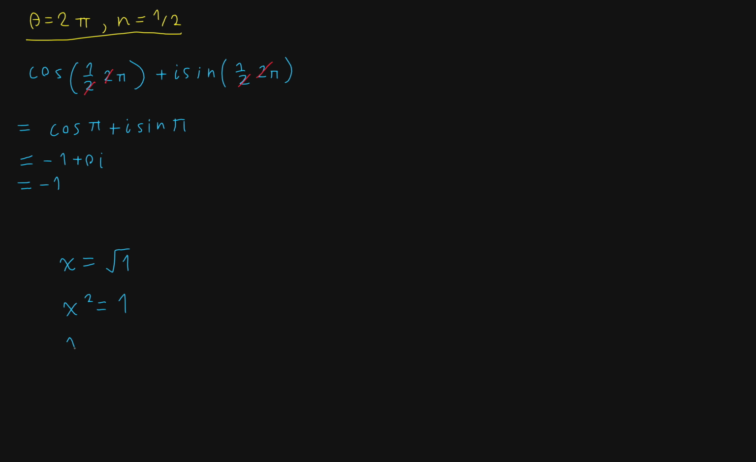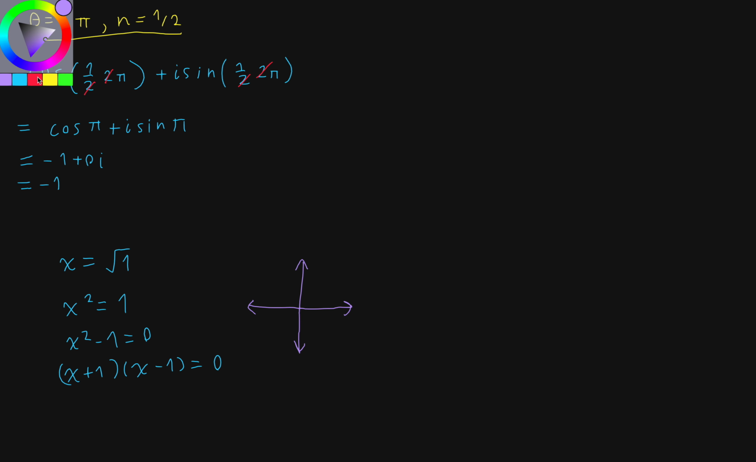X squared is equal to 1, so we're going to get x squared minus 1 is equal to 0. And when you factor this, we're going to get x plus 1 and x minus 1 is equal to 0. And so on the complex plane, what we're basically going to have is these two opposing points here.